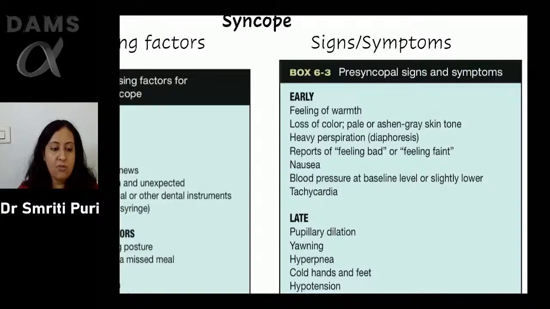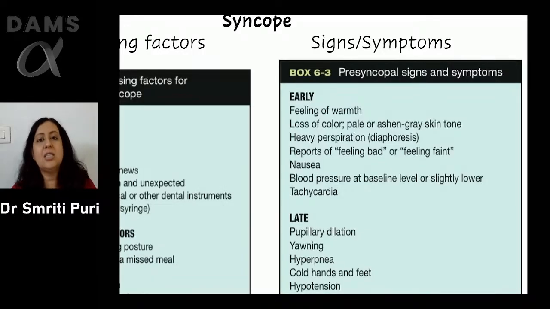Hyperperspiration, that is a lot of sweating. Reports of feeling bad or feeling faint. Nausea, blood pressure at baseline level or slightly lower. So decrease in blood pressure and tachycardia, that is increase in heart rate.